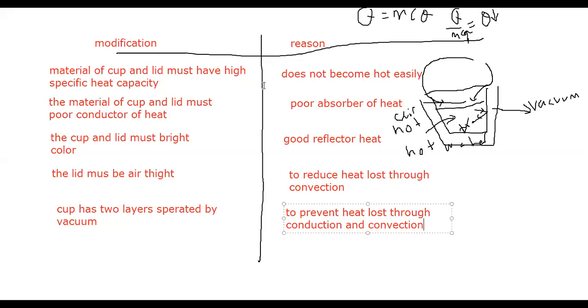So these are examples of the answers that you can give. Basically you must have 5 modifications and 5 reasons.